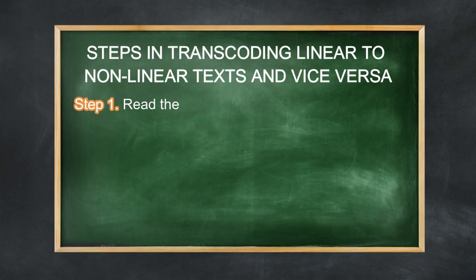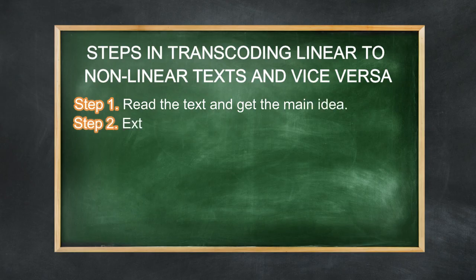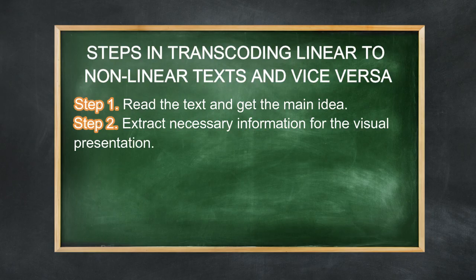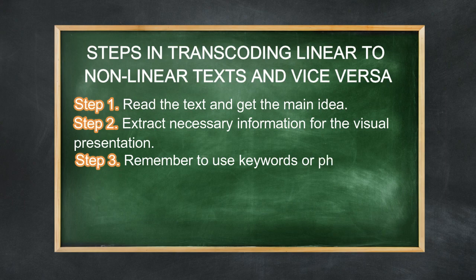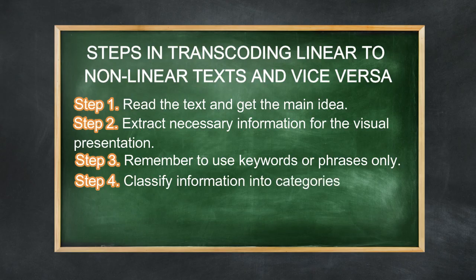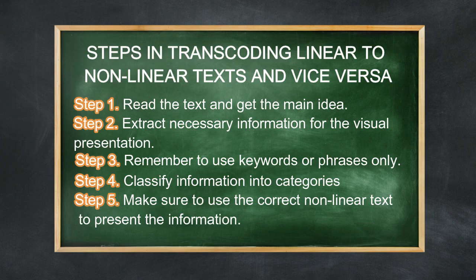Step 1. Read the text and get the main idea. Step 2. Extract necessary information for the visual presentation. Step 3. Remember to use keywords or phrases only. Step 4. Classify information into categories. Step 5. Make sure to use correct non-linear text to present the information.